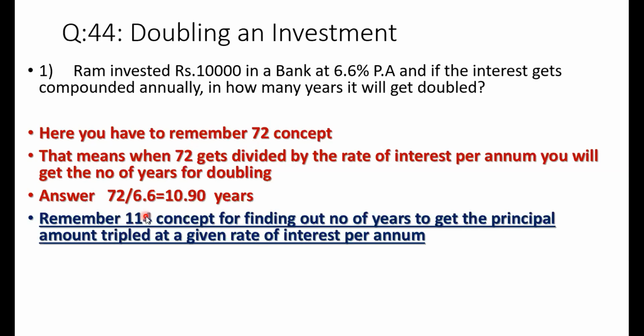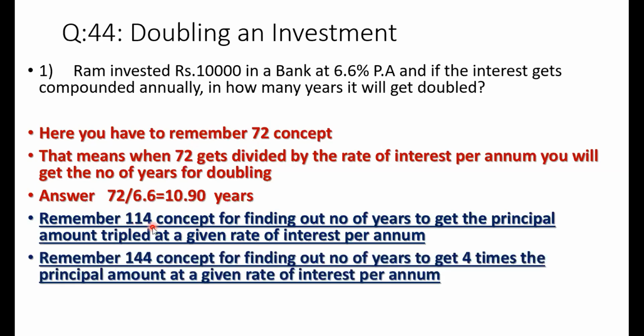Tripling 114. For example, one customer is depositing at 10% compounded annually. Within how many years will the investment be tripled? 11.4 years. That's all. 10% means 11.4. Okay, understood? 114 you remember. And for four times, 144 you remember. Thumb rule: 72 for double, 114 for triple, 144 for 4 times.